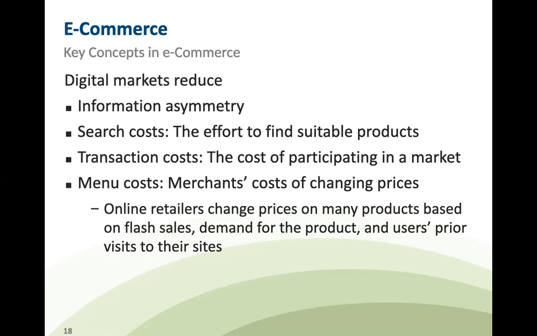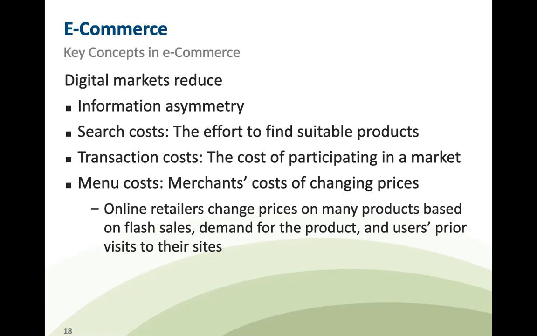Online retailers change prices on many products based on flash sales, demand for the product, and users' prior visits to their sites. If you have made a previous purchase, there will be some sort of discount, like a 10% discount. And sometimes for new customers there will be discounts. And then depending on the demand for the product, there will be some flash sales, right? You may have seen this in apps like Daraz and Alibaba, right?